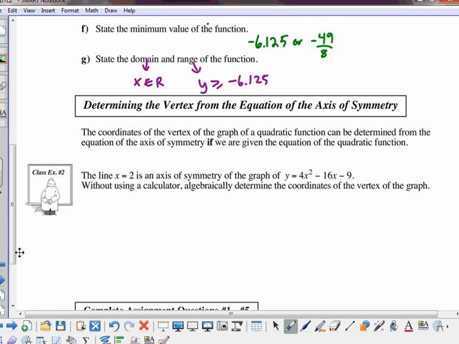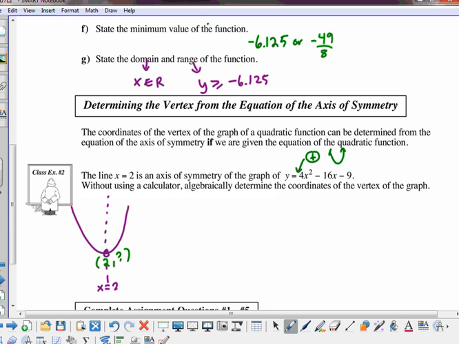Okay? So the coordinates of the vertex of the graph of a quadratic function can be determined from the axis of symmetry. So what it's saying is, if we know the axis of symmetry of a graph, see, this is x equals 2, we know that the axis of symmetry is also the same number as our x number in the vertex. So this is going to be 2 comma some number, our vertex. Now, why do I know that this graph is opening up? Because the number in front of x squared is positive, so it's opening up.